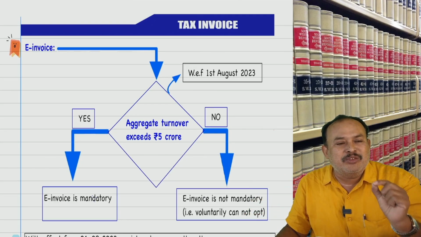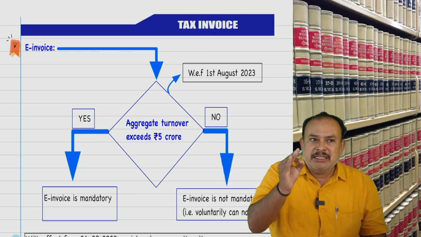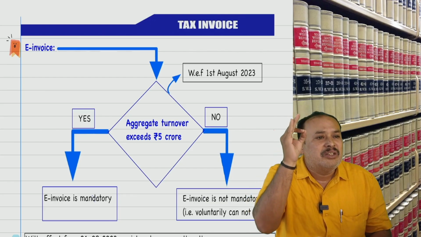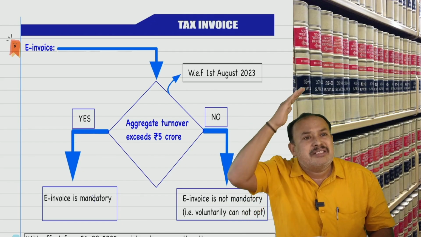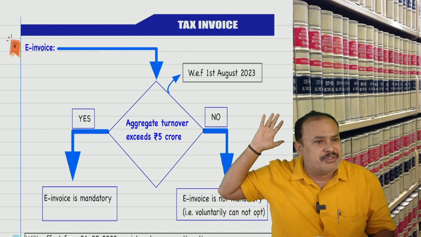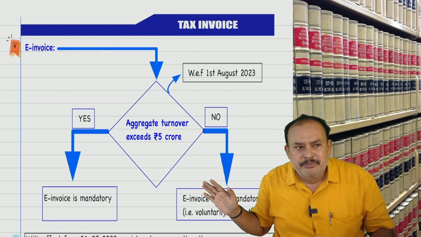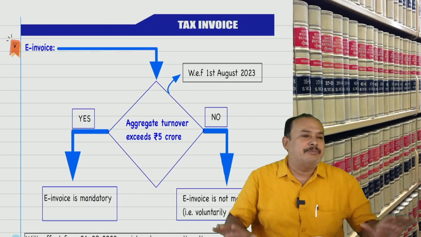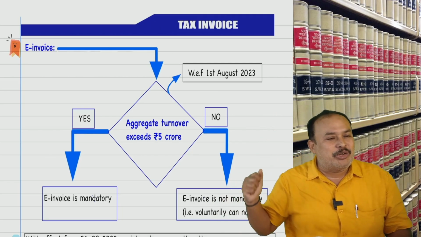Voluntarily, E-Invoice is not applicable. If your turnover exceeds 5 crores, there is no other option; you have to issue E-Invoice. If it does not exceed 5 crores, sir, it is not applicable to you. Is it clear?